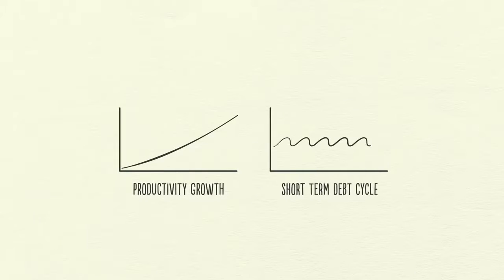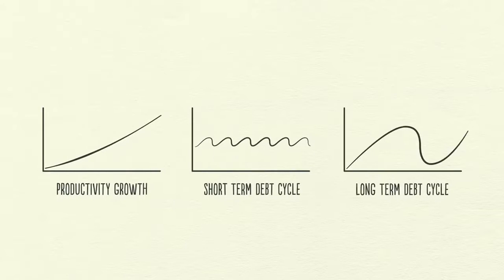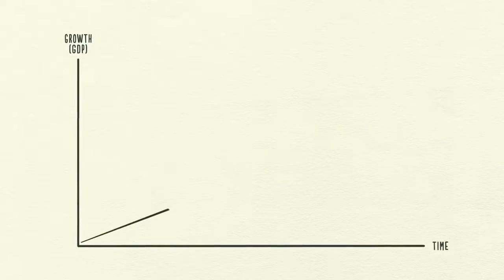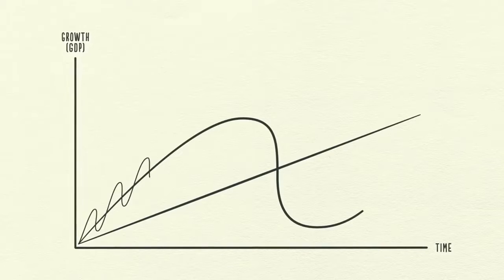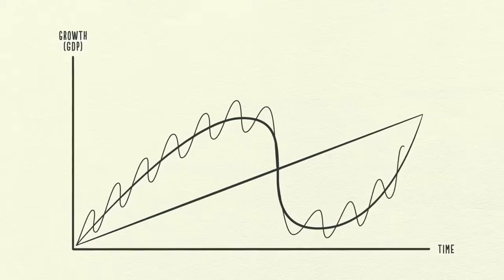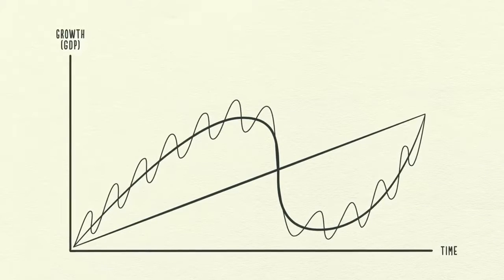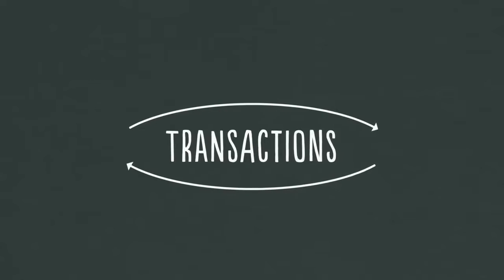Number two, the short-term debt cycle. And number three, the long-term debt cycle. We'll look at these three forces and how laying them on top of each other creates a good template for tracking economic movements and figuring out what's happening now. Let's start with the simplest part of the economy, transactions.